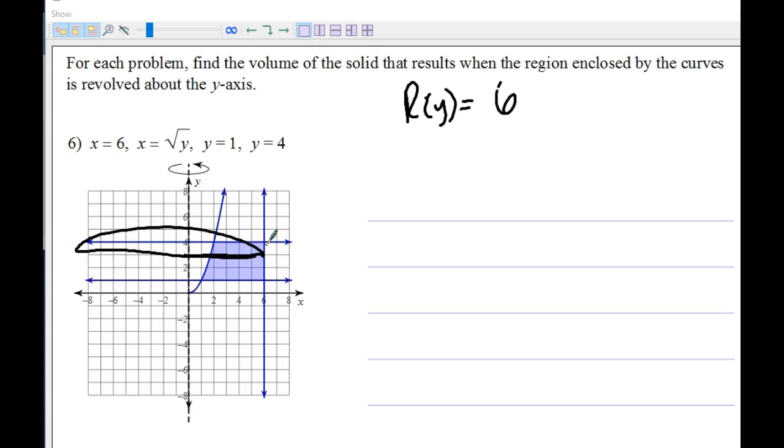Art, what's the little r? Say that again. Okay, so that's this one. So that's the distance from this curve to this line. So that's radical y minus 0. And that's a shorter radius, right? So that one's also getting rotated around.